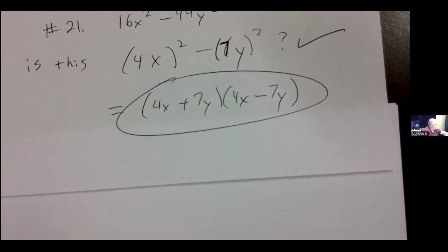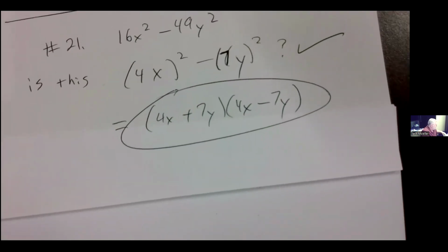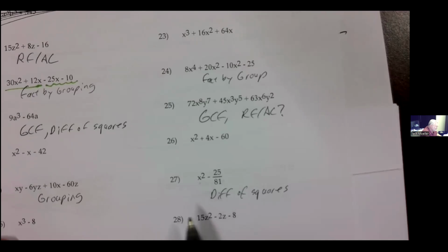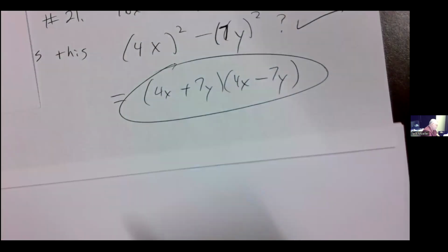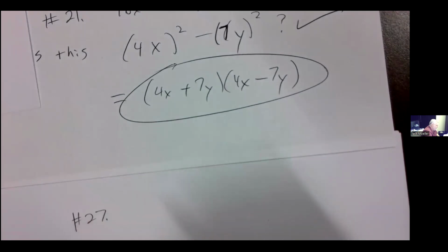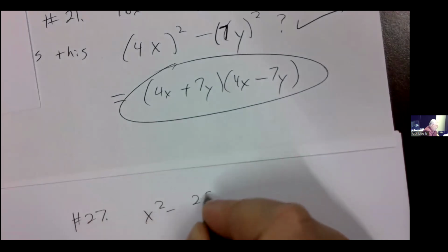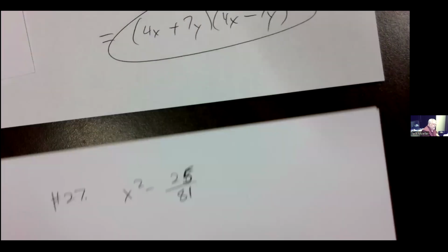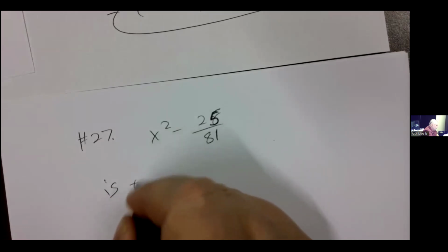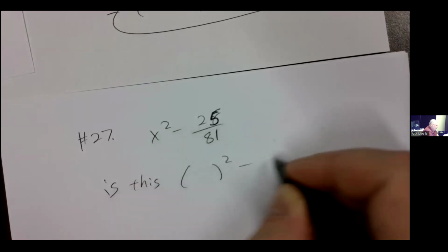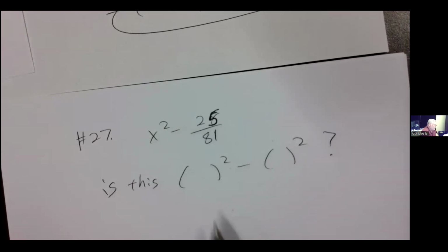Okay, so let's do another. Everybody loves fractions, I know. So let's do x squared minus 25 over 81. We said from last time that's a difference of squares, so let's prove it. Is this something squared minus something squared? Well, it's a difference. We've met the minimum amount there.